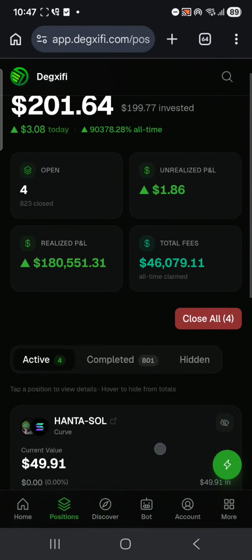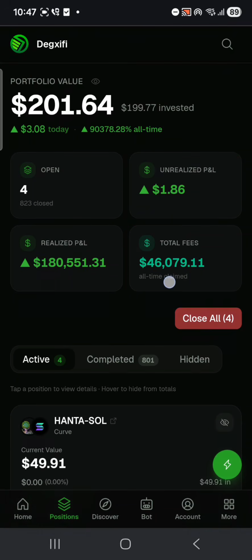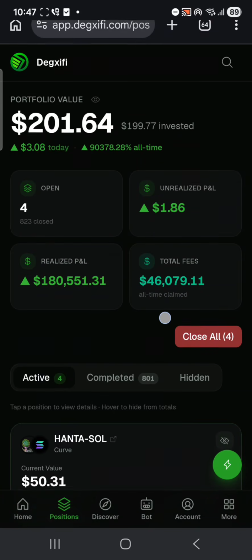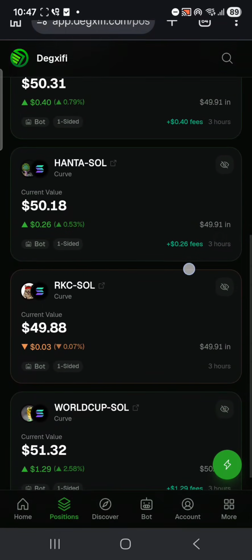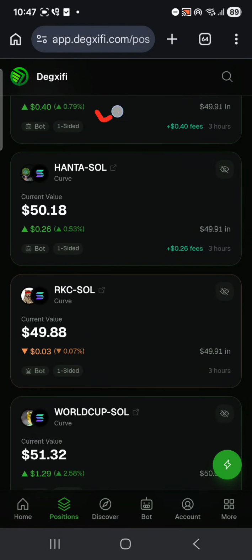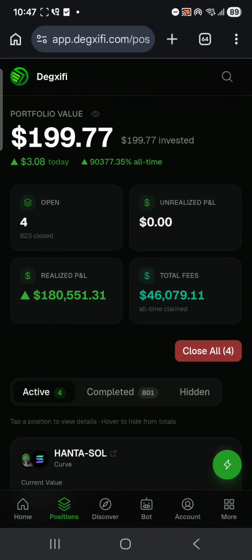Now look at it. I have 4 good positions running, and all these 4 positions are in profit, because that is why I have about $1.8 unrealized PNL, meaning that my positions are all in profit. Are you seeing it? Look at it here. This is one position, this is the fourth position. I have one that is floating. This one is in profit, and I have made 0.7 cents. This one is in profit. This one will soon be in profit. This one is in profit. I've made 2.58% profit. All these positions are in profit.